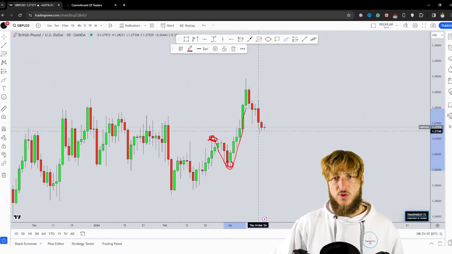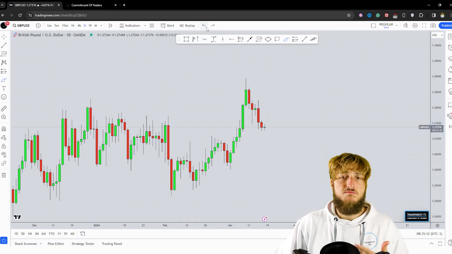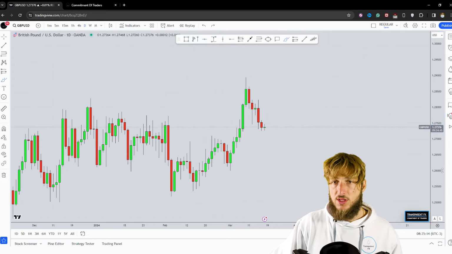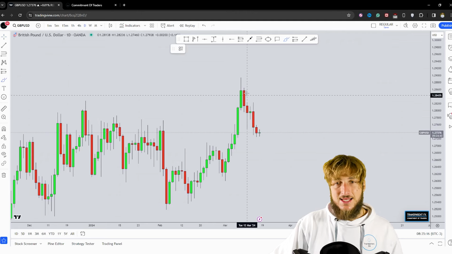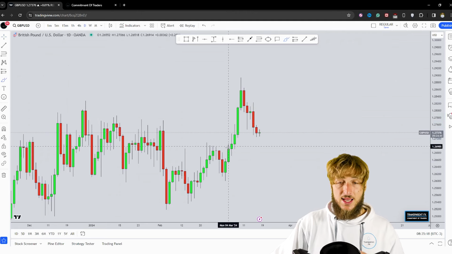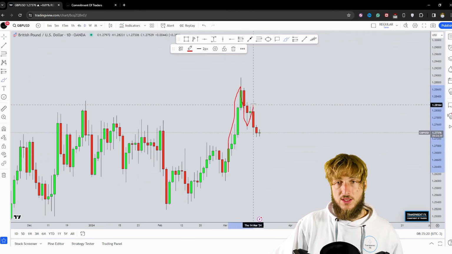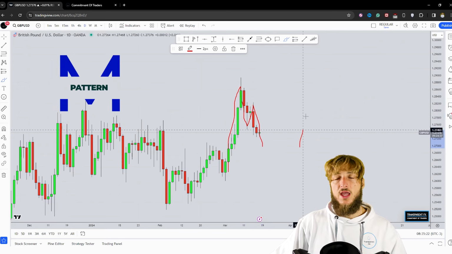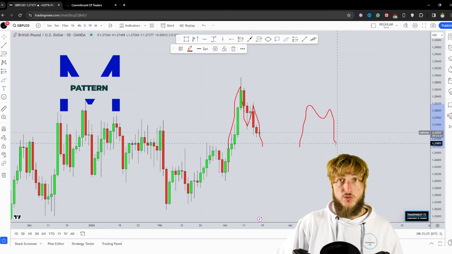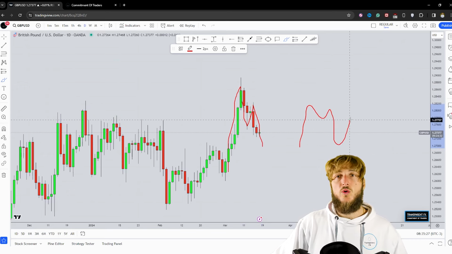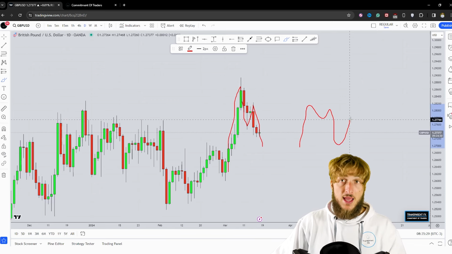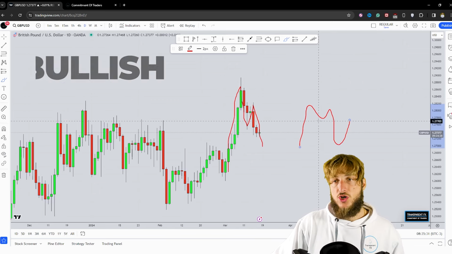Now, in a situation like this, what kind of structure is the market creating? Well, in this case, what we can notice is that in creating this move to the downside, the market is also creating an M pattern. And in general, after the creation of an M pattern, what you could expect is for the market to want to complete that M pattern, and an M pattern is completed with a rejection to the upside.